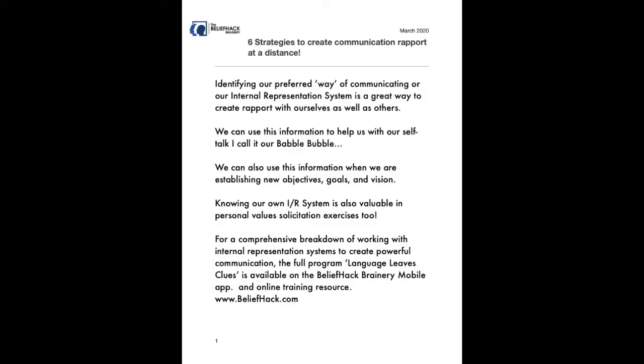Another side note here, we can get really good at influencing and directing our self-talk, I call it our babble bubble, more powerfully when we adjust it to match our preferred system as well. For our purposes today, the four senses that we're going to need to focus on are visual, auditory, kinesthetic, feelings, emotional feelings too, and what I call miscellaneous or non-specific.